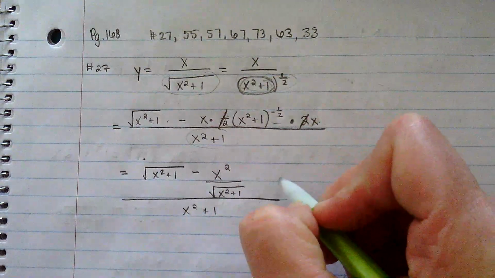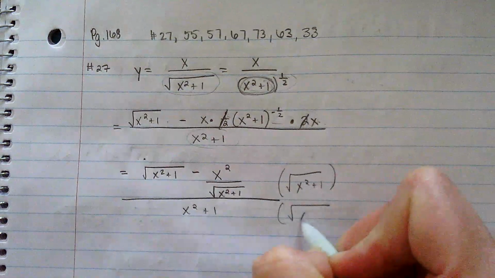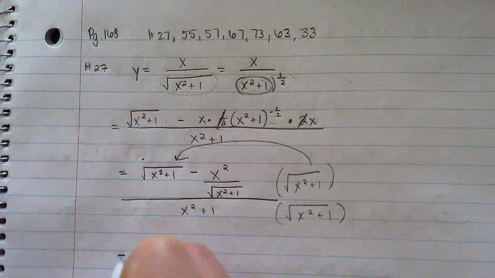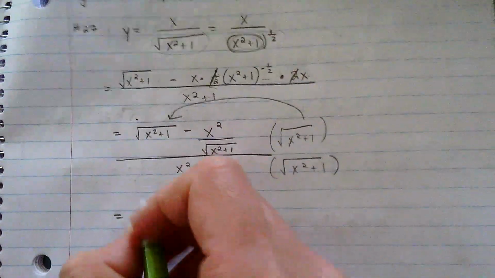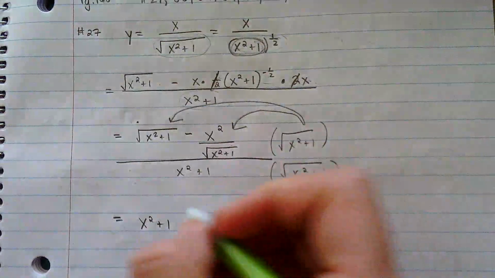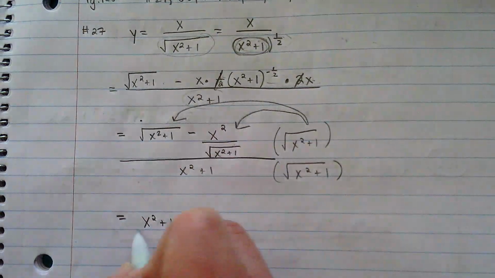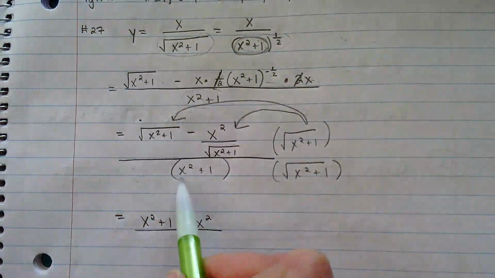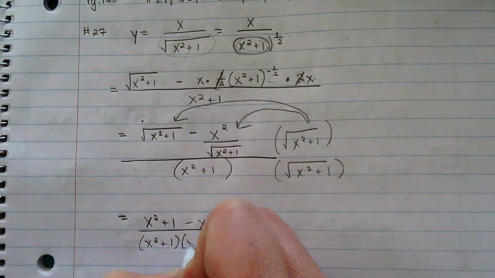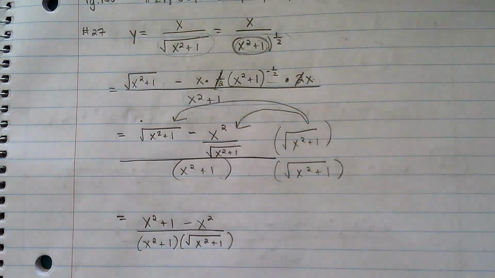So I'm going to multiply the top by root x squared plus 1 and the bottom by root x squared plus 1. Now in the top, when I distribute it there, I'm going to get just plain old x squared plus 1. And the second one is actually going to clear that fraction. So minus x squared over, and then in the bottom, I'm just going to keep it as this times this. Don't really need that second set of parentheses, but it makes it cleaner.